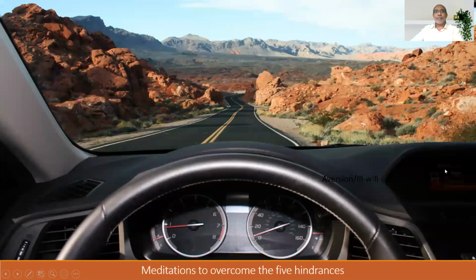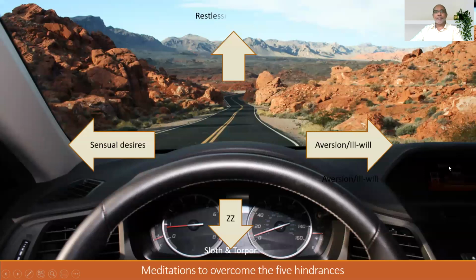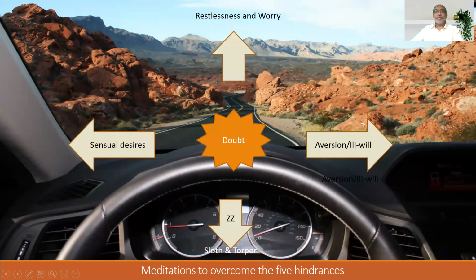Okay, coming back to this example, I'll use the same example to explain. There were these five. Now, you can put the meditations you already learned against each of these forces. For example, what meditation you learned can go against aversion or discontent or resentment in the mind? I think you already know the answer. It is loving kindness meditation. It builds an opposing force to aversion so that aversion can be slowly suppressed.